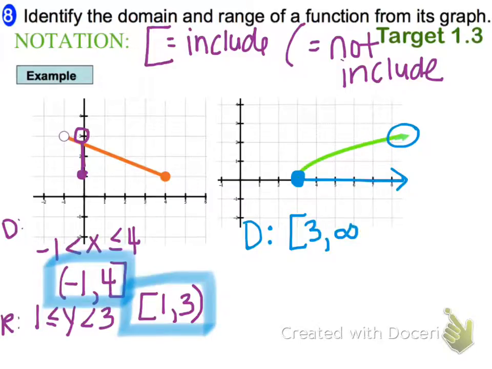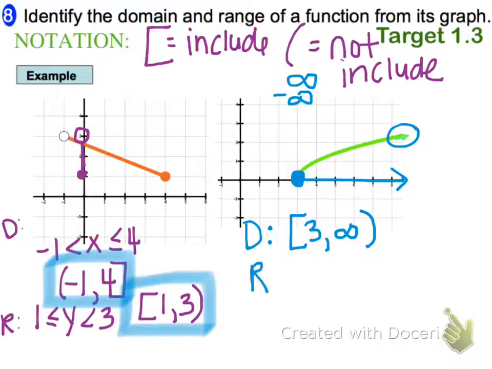Now here's the question. Does infinity get a bracket or a parentheses? Can you ever be infinity? Can you ever get to infinity? I hope you're answering no. You can never reach infinity. Since you can never reach infinity, infinity is always going to get a parentheses. So that infinity or negative infinity will always get a parentheses, always. Because you can never be infinity.